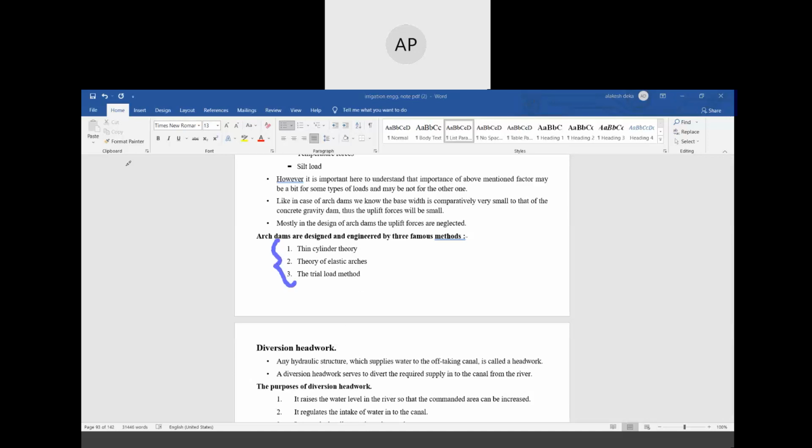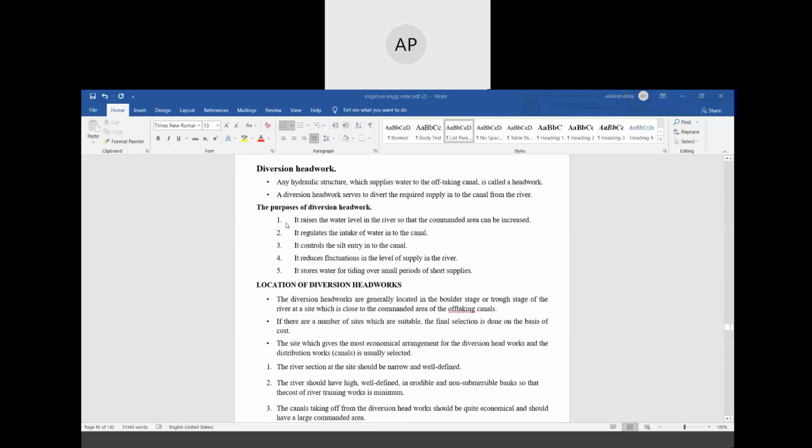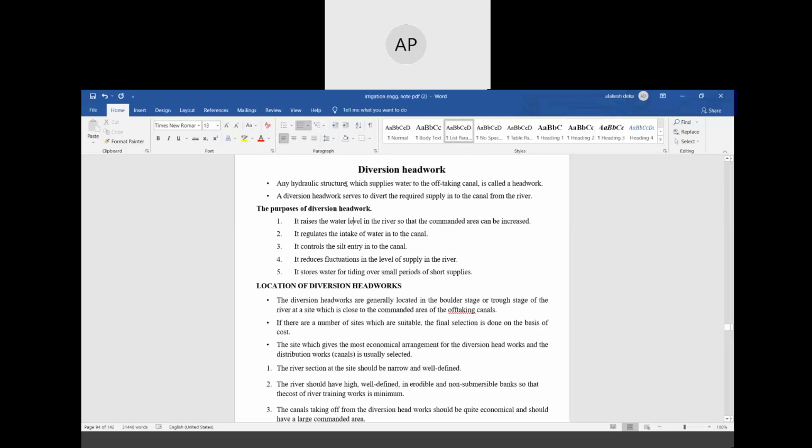So next chapter we have one very important chapter, your diversion headwork. Okay. So any hydraulic structure which supplies water to the off-taking canal is called a headwork. So, what is a headwork? Any hydraulic structure which supplies water is called a headwork.